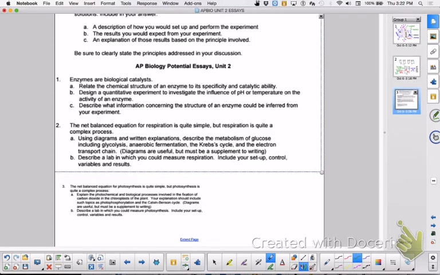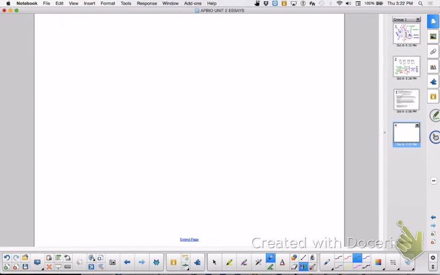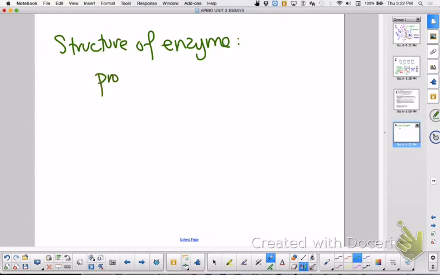So let's deal with the first part, okay? What is the structure of an enzyme? What's it made out of? An active site. Okay, you gotta tell me more. What is an enzyme made out of? Oh, protein. It's made out of a protein, okay? Now, we know proteins are built out of what? B-U-I-L-T. Built out of what?